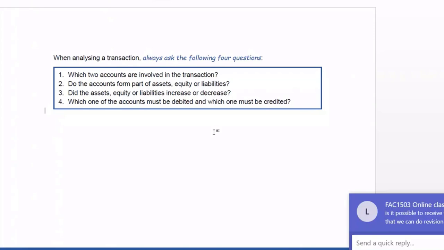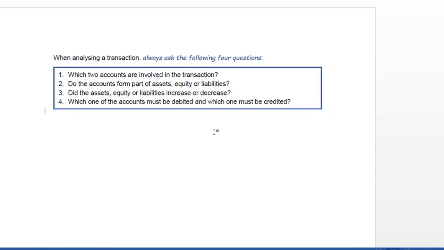Do the accounts form part of asset, equity and liability? Yes, this is asset, bank increasing. This is capital, equity increasing. Did the asset, equity, liability increase? Yes, they both increased. And which of the accounts must be debited or credited in the general ledger and trial balance? The capital account will be credited with 40,000, and bank will be debited with 40,000. And in the trial balance, the same will be applicable.